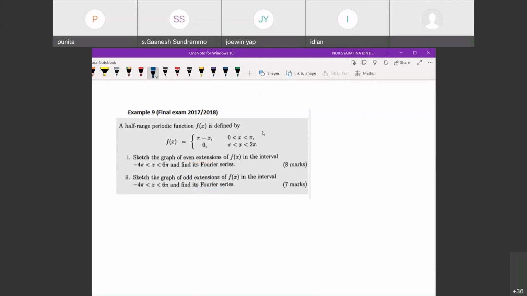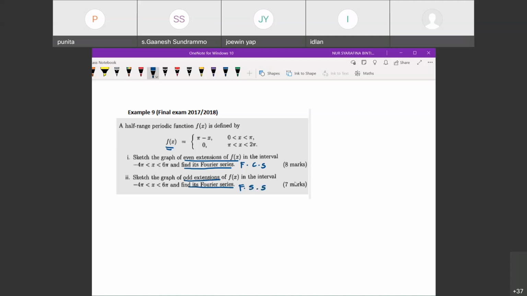Of course, there is no mention about what types of Fourier series that you want to find. Okay, but now it is mentioned to sketch the graph. This is the function. Sketch the graph of even extension. So when it is extended to even function, then you know that we have to find Fourier cosine series. Sketch the graph of odd extension of f(x) in the interval and find its Fourier series. Then you know that this is odd, then the Fourier series that we can find here is Fourier sine series.